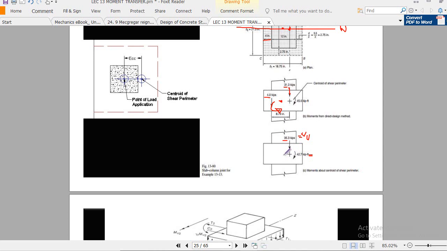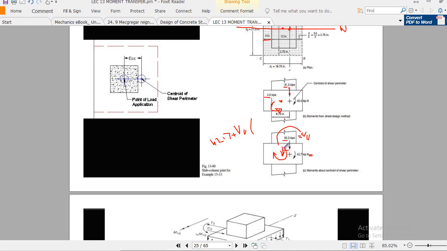If you are interested to find this shear at this point and the net moment, let's say this is VU and this moment, it can be easily determined. Remember, the total shear will remain constant. This also remains VU, but the moment will change, because this moment about the centroid will be 42.7 plus that shear VU times the distance, this is distance G.